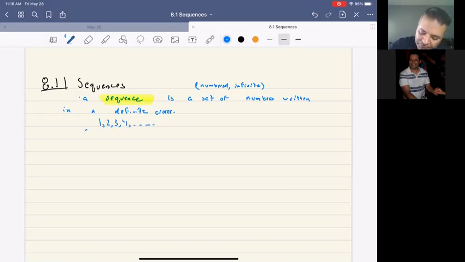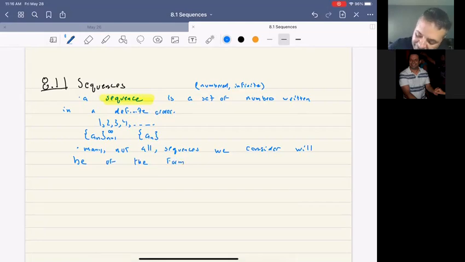Okay, so generally we'll write it like this. If I'm being proper, I should put n equals 1 to infinity, but I actually don't really need to put that on there. So I could write it like that. And many, but not all, sequences we consider will be of the form a sub n equals f of n for some function f.